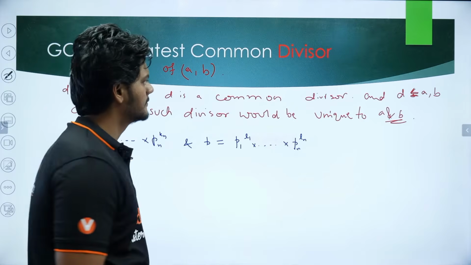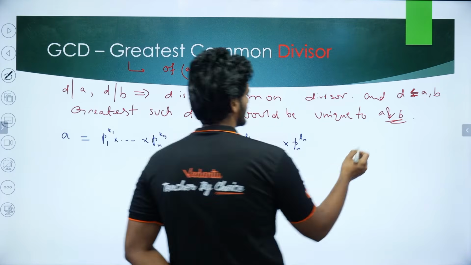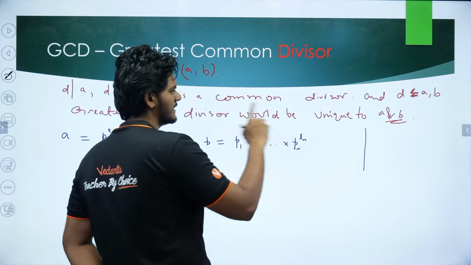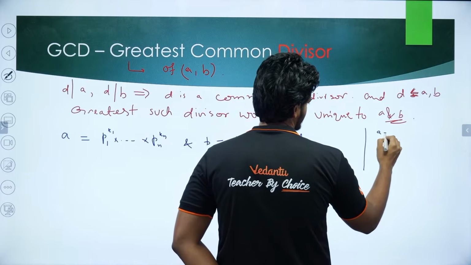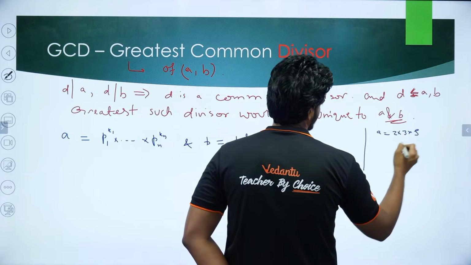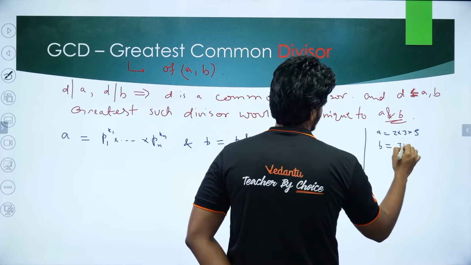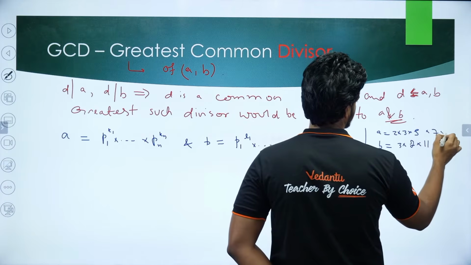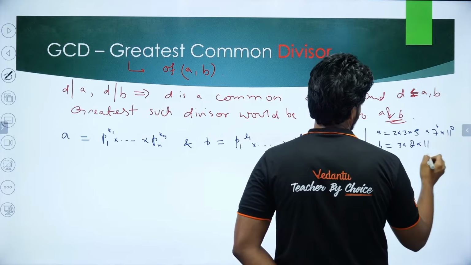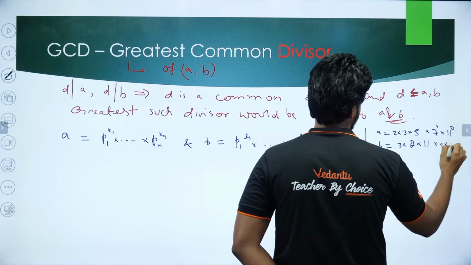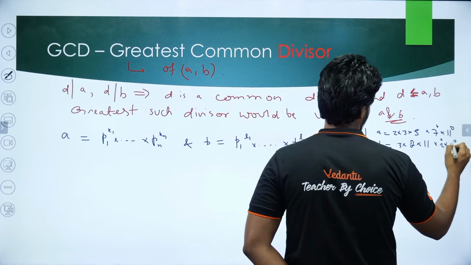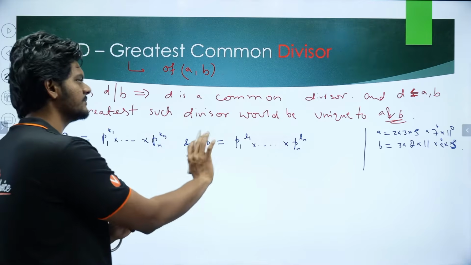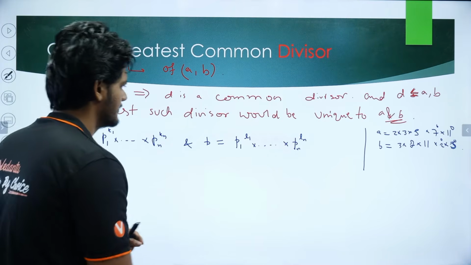There need not be, but if there is, for example, these Li's could be 0 also, right? This Ki and Li could be 0 also. So if A has 2 into 3 into 5 and B is 3 into 7 into 11, then we can write this as 7 into 11 power 0, and we can write this as 2 into 3 power 0, or 2 into 5 power 0, right? So all the prime numbers could be written in the prime factorization, we just have to take the power 0.